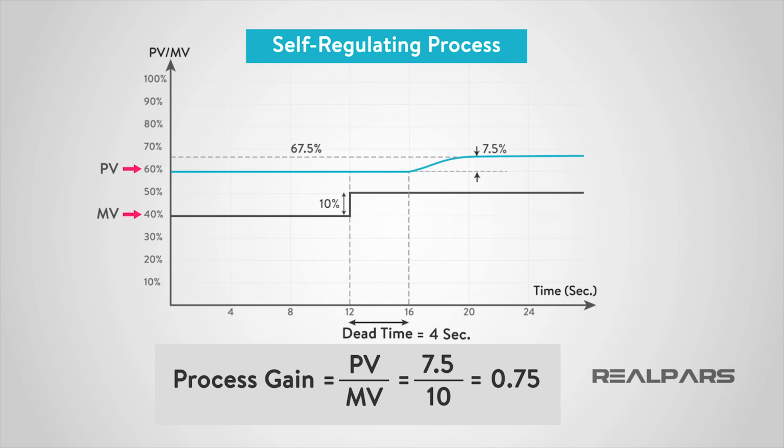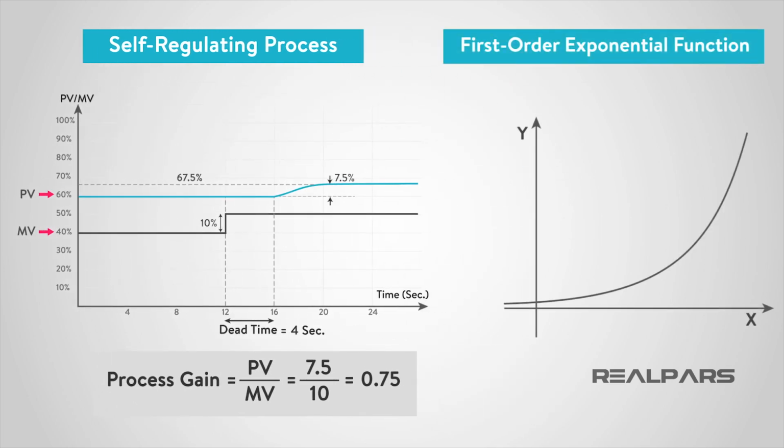Lastly, the shape of the process reaction curve looks very familiar from a mathematical standpoint. From mathematics, this curve can be approximated by a first-order exponential function. Because there is a separate dead time that precedes the exponential rise of the process reaction, we call this a first-order process with dead time, or FOPDT.